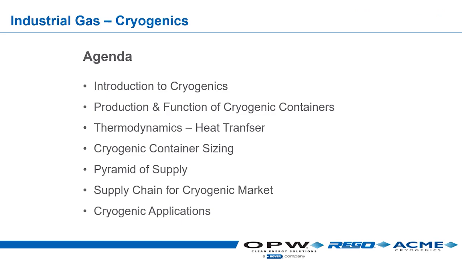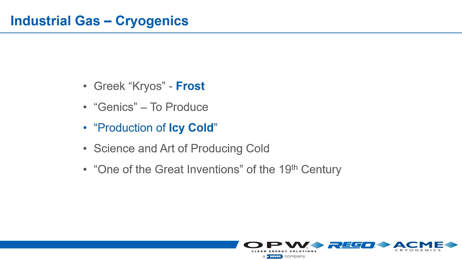We're going to talk a little bit about chemistry and thermodynamics, and then get into cryogenic containers, smallest to largest, and review how cryogenic containers are made and why they're made that way. Because it really doesn't matter how big or small the container is, they're all made the same way with the same concepts, right? We're going to talk about application, supply chain, and also get into what Rego sells.